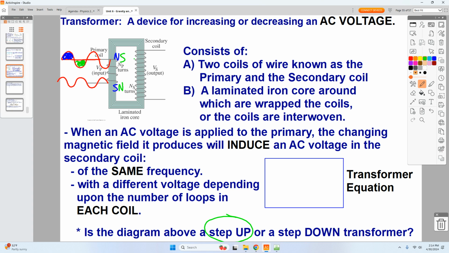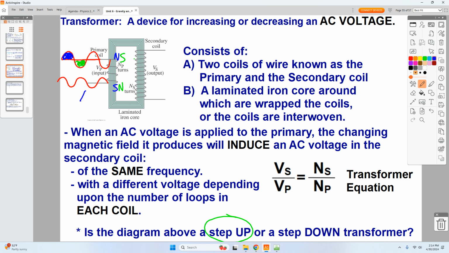Now, the actual amount that it goes up is based on this equation. It's called the transformer equation. It's really simple. It's just a ratio. The ratio of the secondary voltage to the primary voltage is in the same ratio as the number of turns. Let's say, as a numerical example, that the primary side has 100 turns. We would say N_P, the number of turns on the primary, is 100. So I wrap this thing up and I put 100 turns around the primary side. And the secondary side, N_S, has 5,000 turns.